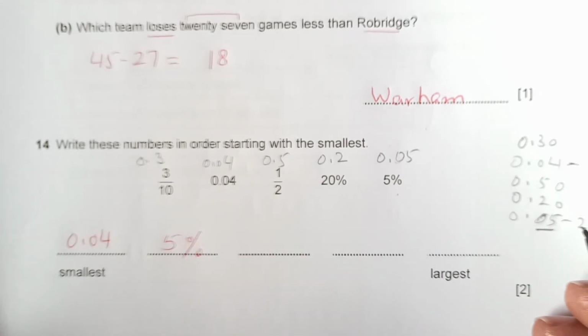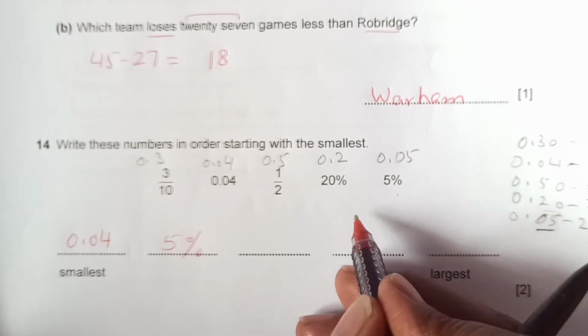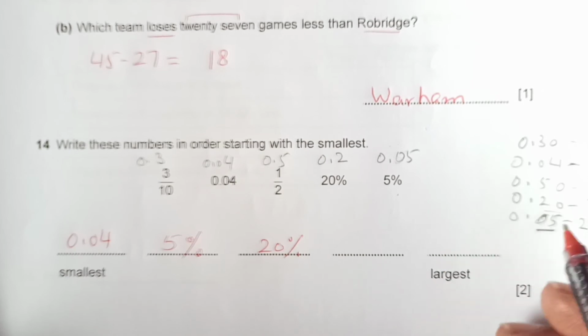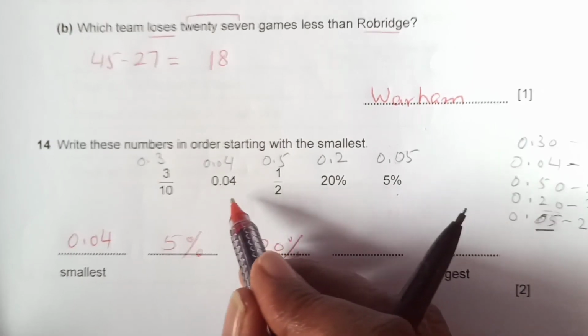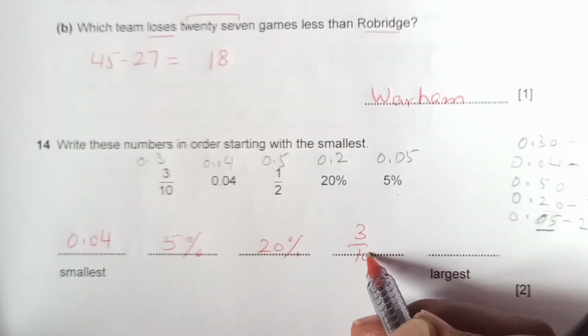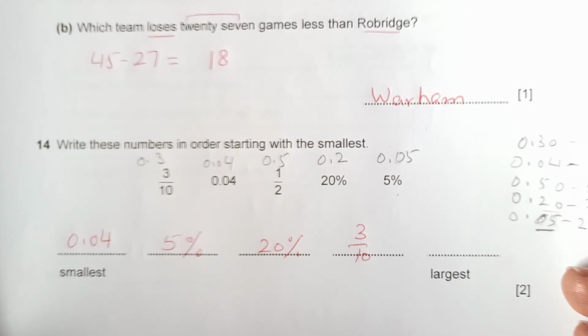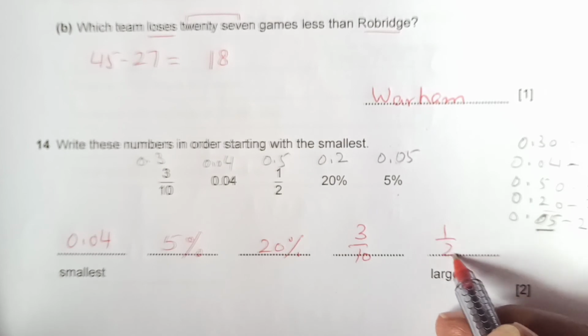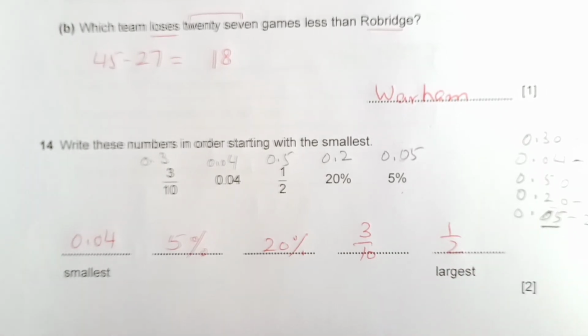After that we have 0.20. This is 4 and this will be 5. So number 3, 0.20, it is 20%. Right? Then 0.30 is 3 over 10. Then we have what? 0.50, which is half. So that's it for this.